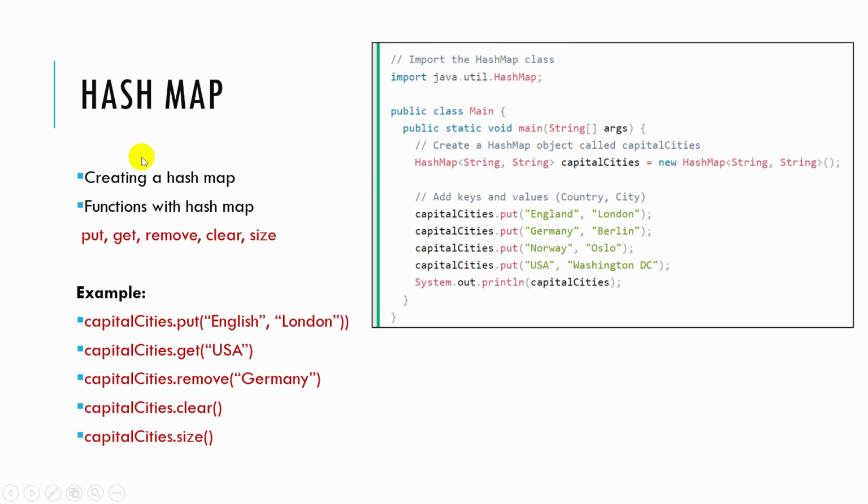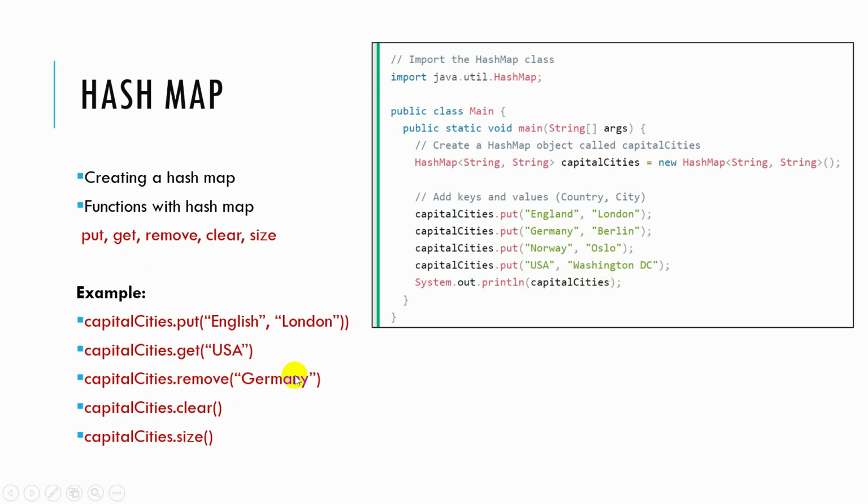So here are the functions that we can use: put, get, remove, clear, size, very similar to the array list. Function put is used to add our data. We need to provide the key as well as the value. While function get is used to access our data by providing the key. For example, I give the key get USA. It means that it will try to search for data in our hash map. If it finds the key which is USA, we return you the value. So in this case, Washington DC.